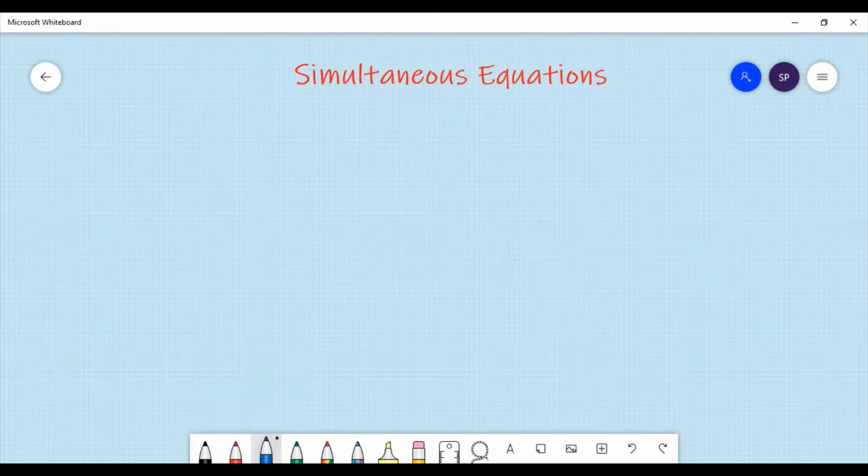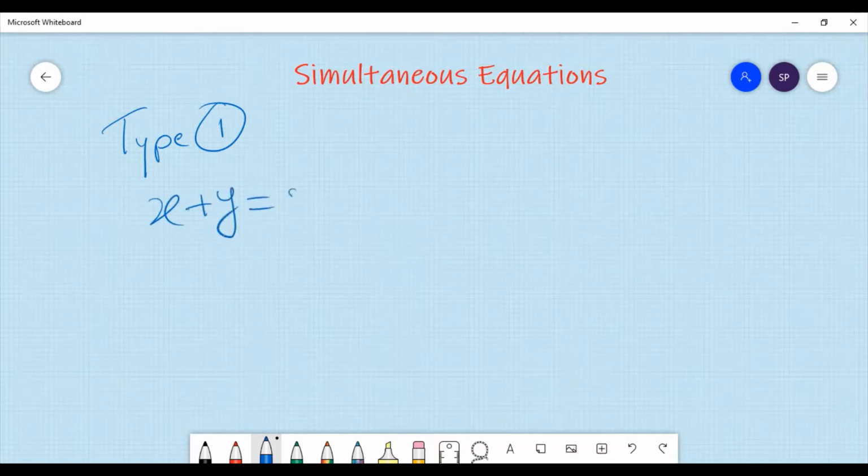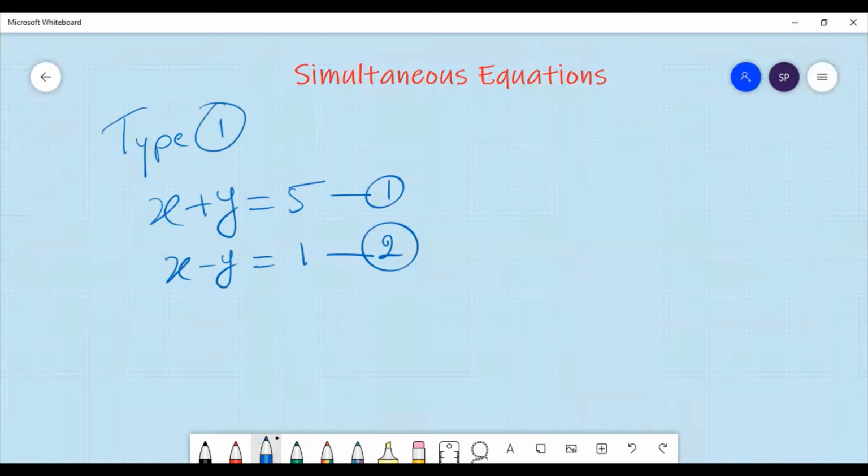So let's have a look at the first one. Type 1 simultaneous equations. The first one we're going to solve today is x plus y equals 5 and x minus y equals 1. We're going to label the first one as equation 1 and the second one as equation 2. So how do we solve these equations to find the values of x and y?